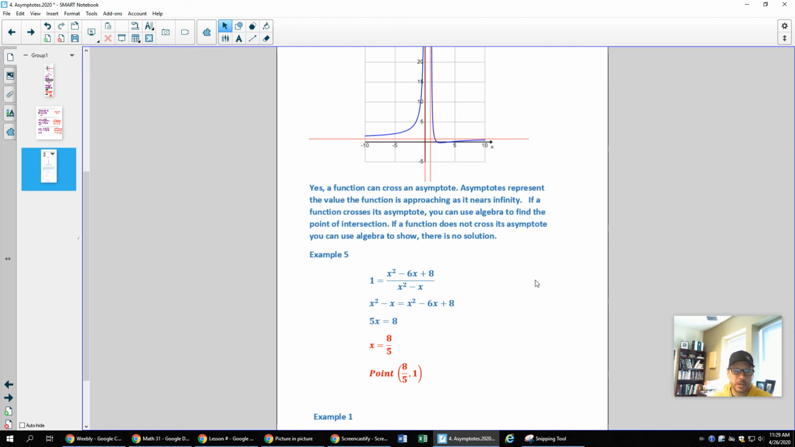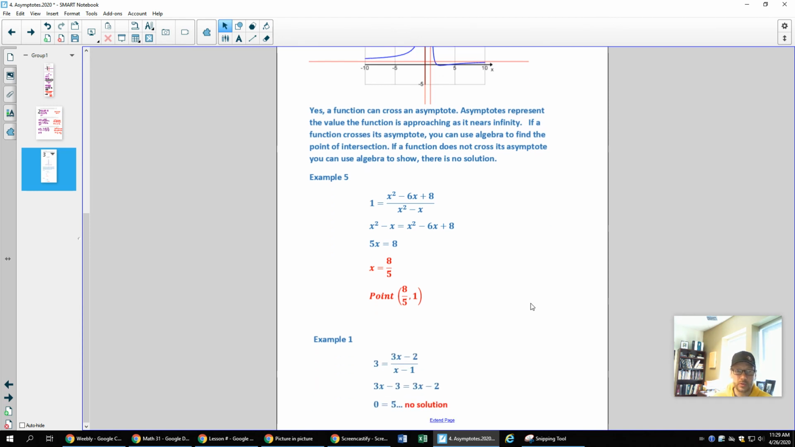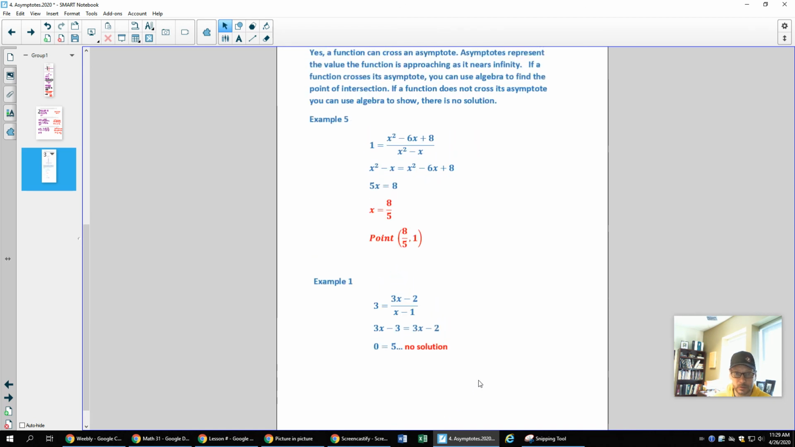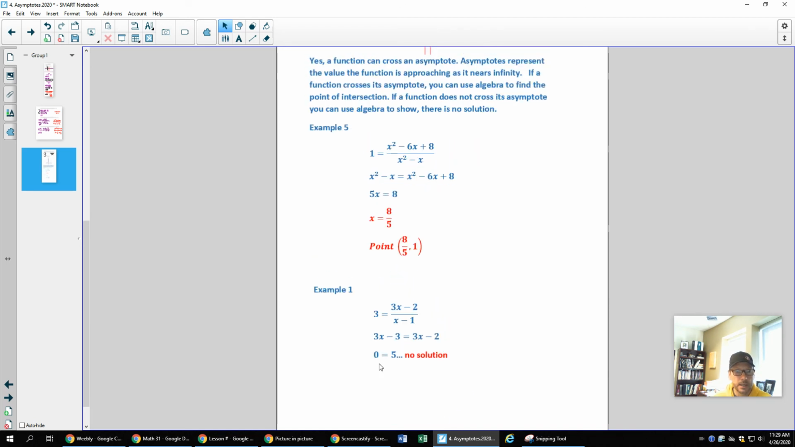And similarly, you can use algebra to show that the function doesn't actually cross its asymptote. So if you go back to the very first question we did, we knew y equals 3 was the asymptote, and our function is 3x minus 2 over x minus 1. Cross multiply, the 3x's cancel, and you add 3. Oh, it's probably not going to be 5. It's probably something more like 1 there. Good mistake to make again. Doesn't have an impact on my solution, but whoops. 0 equals 5 has no solution.